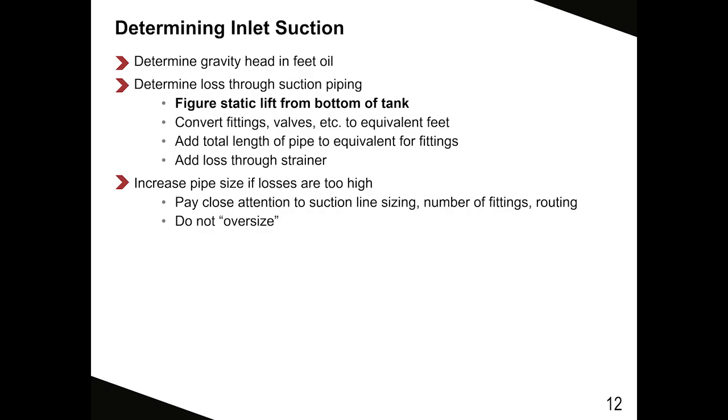And pay close attention to the suction line sizing, number of fittings, and routing. Do not oversize. What I mean is, sometimes you get too conservative and increase your pipe diameter, and if you have a very low pump flow rate and perhaps a buried tank, it's sometimes nearly impossible to pull a prime out of that tank if you have a 100 gallon an hour pump using a 4-inch suction line that has a dozen elbows and the tank is buried 3 feet below grade.